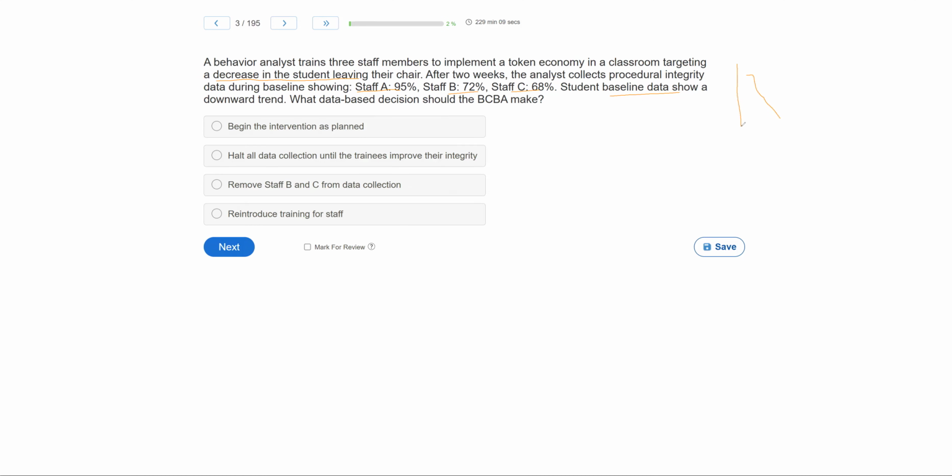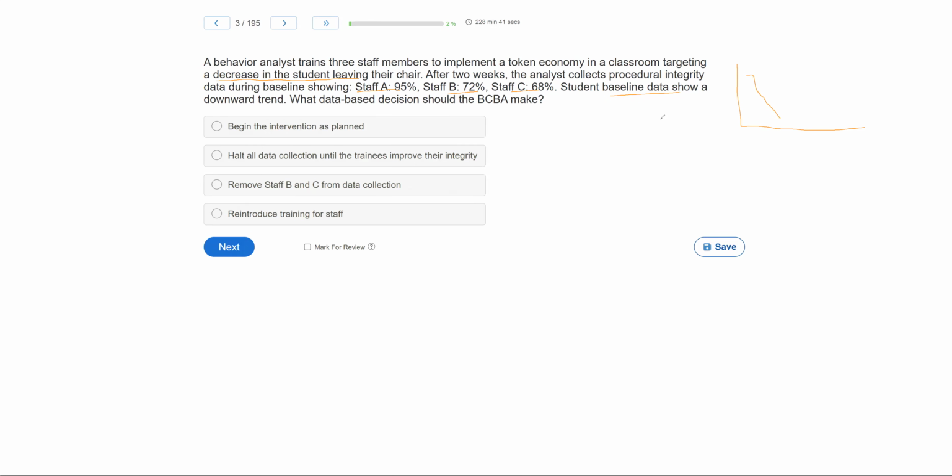If our data are going in the direction we want the data to go during baseline, what do we typically want to do? We don't want to intervene because something is affecting the behavior in the way we want it to go, right? Even if it might not be us, the behavior is going down. There's no reason to intervene. However, staff is still struggling with integrity. So based on that, what decisions should be made?